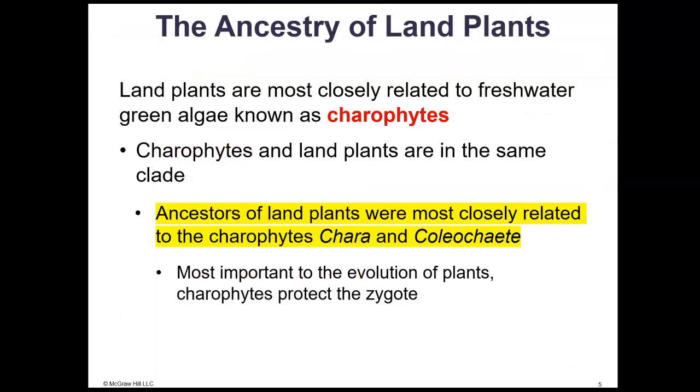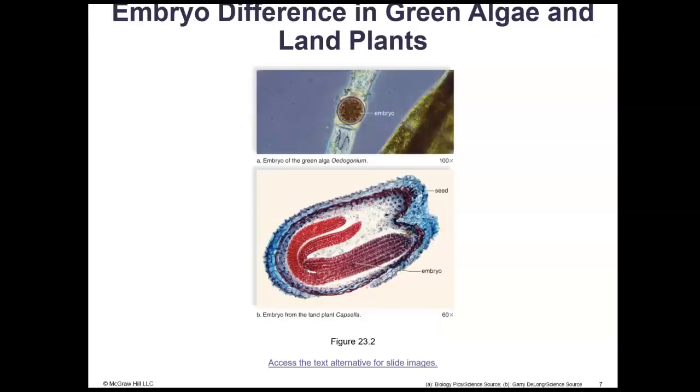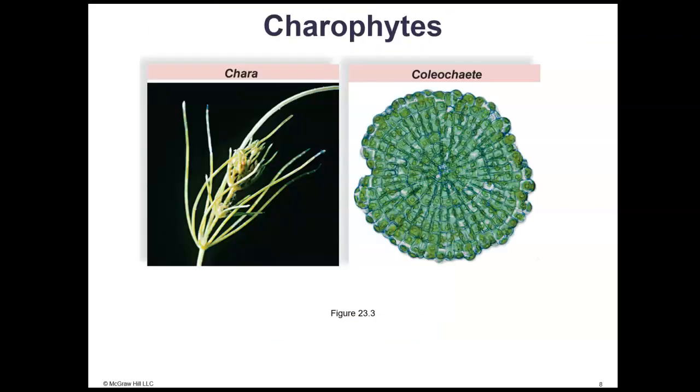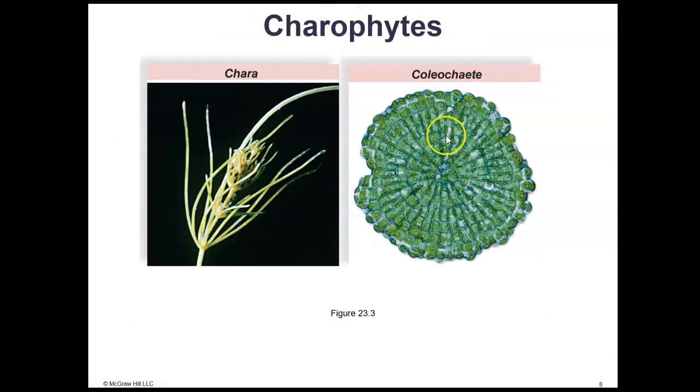All right, so as far as a little bit about the history of land plants, the ancestors were most closely related to the charophytes, chara, and coleochaetes. And here is a photograph of a chara, and then an image of the tissue for a coleochaete. And these are both members of the green algae.